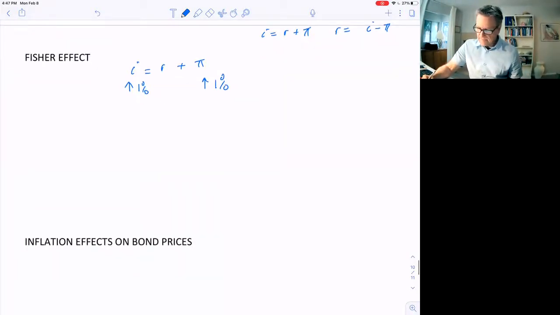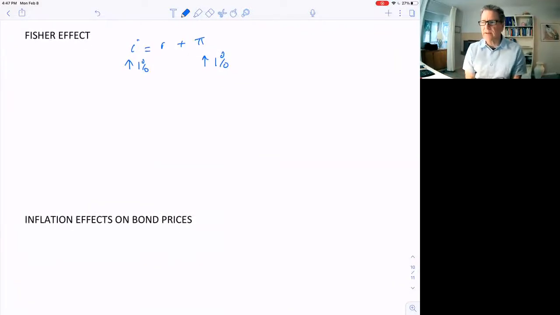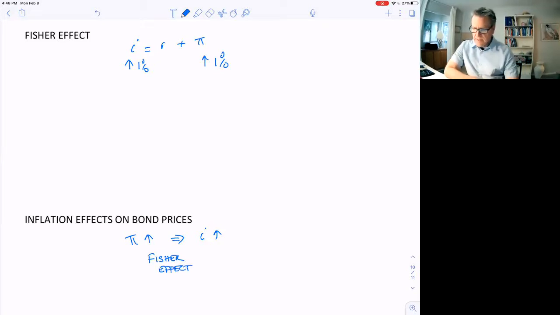So what does that mean for bond prices and inflation? So inflation goes up. That means that nominal interest rates will go up. The Fisher effect. And as nominal interest rates go up, bond prices will fall.